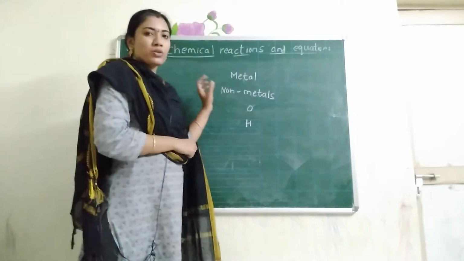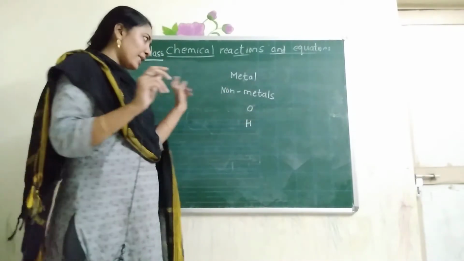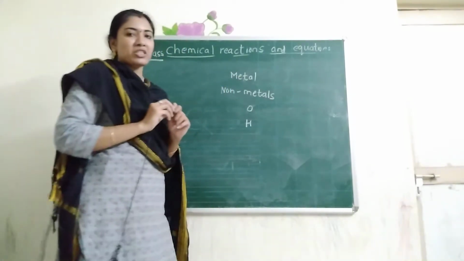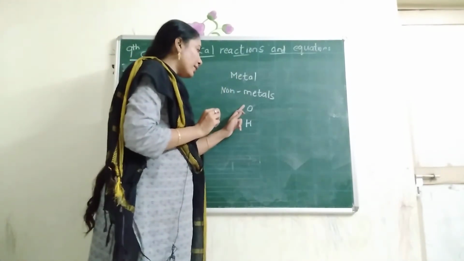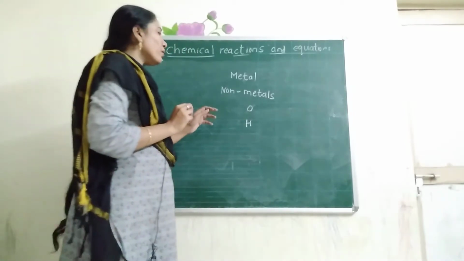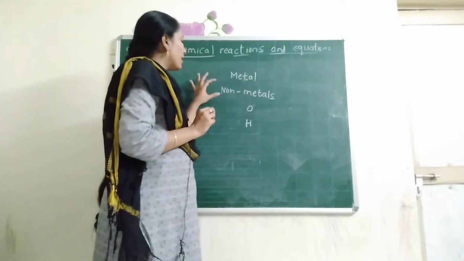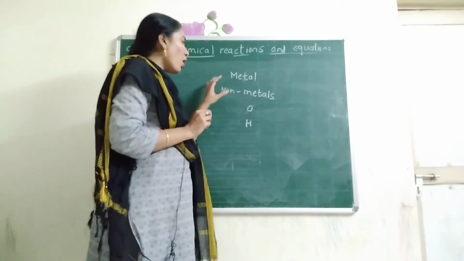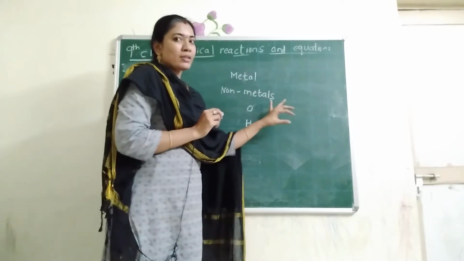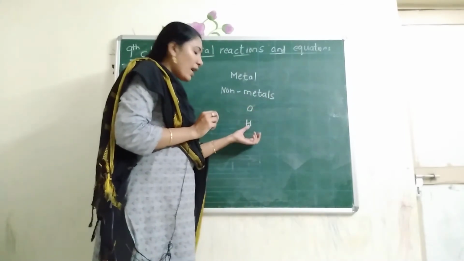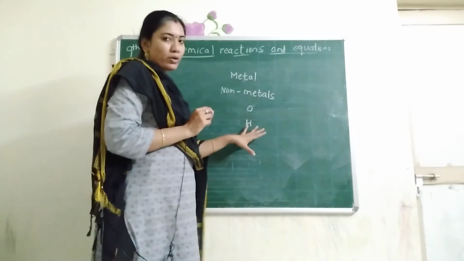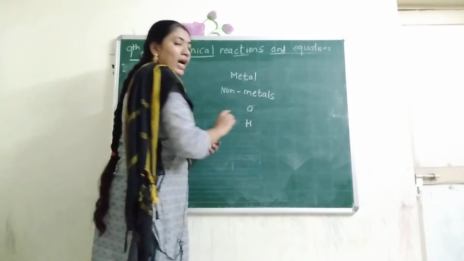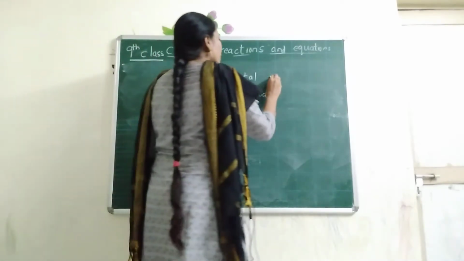While balancing the chemical reaction in the second step, first of all you have to balance metals, and then non-metals, and then oxygen, and then hydrogen. Oxygen and hydrogen are also non-metals, but after balancing the remaining non-metals, we have to balance oxygen and then hydrogen. This is the order. This is the method.